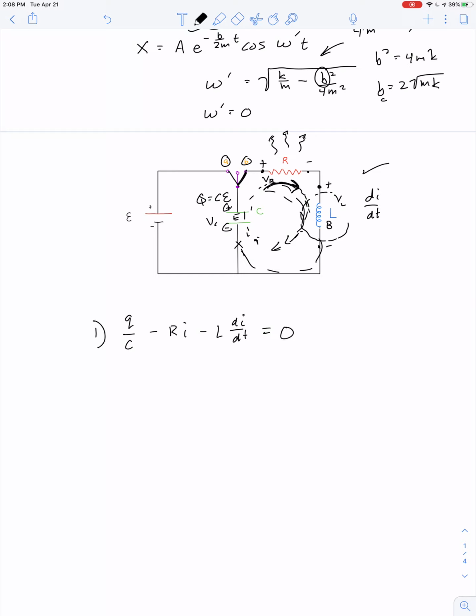Let me express this in a slightly different way. We get Q minus RC, and then, you can see I'm just multiplying both sides of the equation by C, right? And instead of writing I, I'm going to call it dq/dt. Okay, then we get minus LC times, now I'm not going to call it dI/dt, I'm going to call it the second derivative of charge with respect to time, and that's all equal to 0.